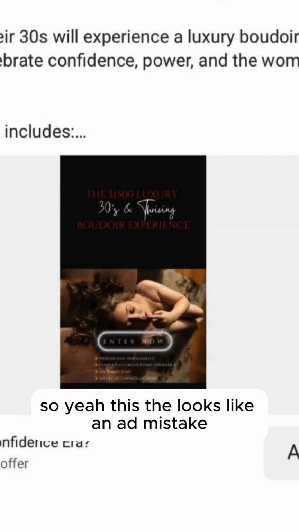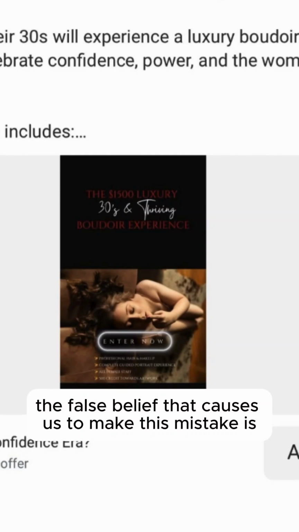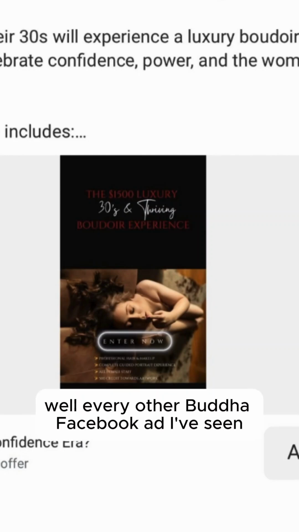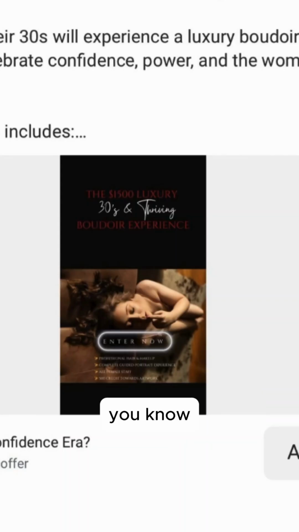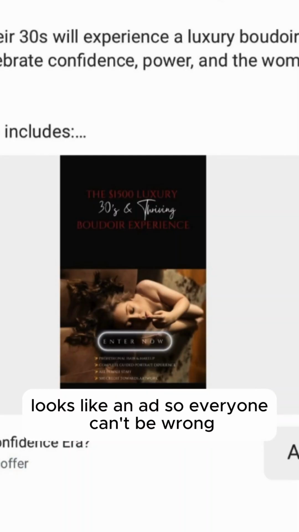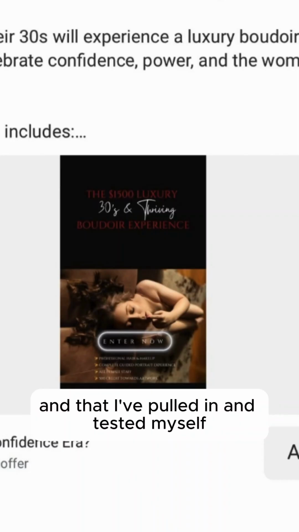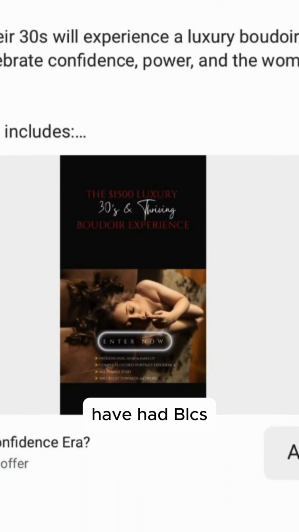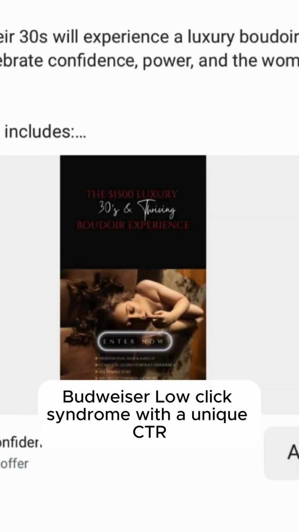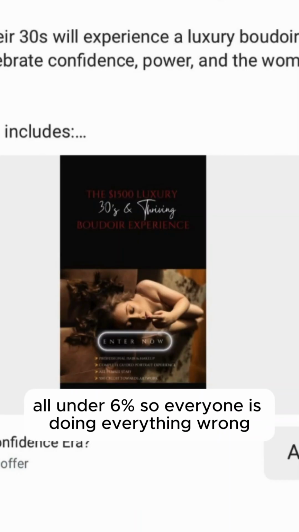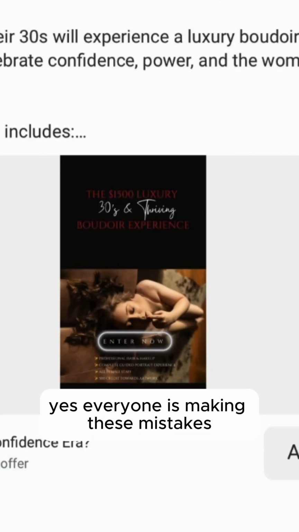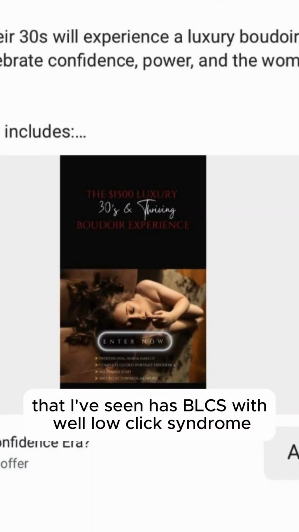So yeah, this looks like an ad mistake. The false belief that caused us to make this mistake is, well, every other Boudoir Facebook ad I've seen looks like an ad. So everyone can't be wrong, can they? Well, 100% of the Boudoir Facebook ads I've seen the back end for, and that I've pulled in and tested myself, have had BLCS, Boudoir low click syndrome, with a unique CTR all under 6%. So everyone is doing everything wrong. Yes. Everyone is making these mistakes. That's why everyone that I've seen has BLCS, Boudoir low click syndrome.